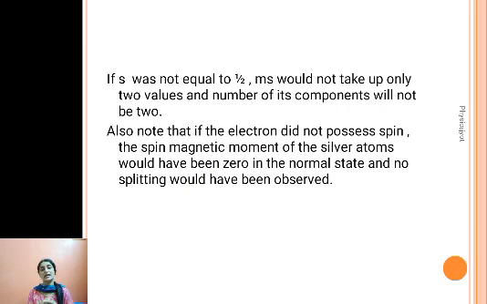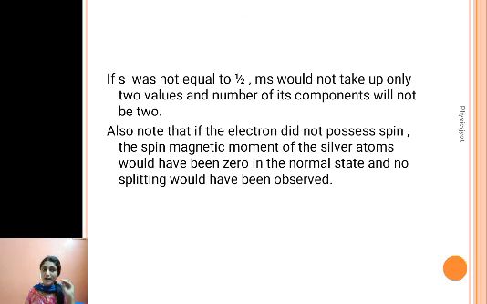So if we consider that spin quantum number s is not equal to half, then m_s would not take up only two values, and the number of its components will not be only two. Also note that if the electron did not possess spin, if the electron doesn't have any kind of spin, then we should not get any spin angular momentum. But in this experiment, when we have considered silver atoms which do not have any orbital moment, we are still getting the value of moment. That means it is because of the spin motion. So that means the electron did possess spin.